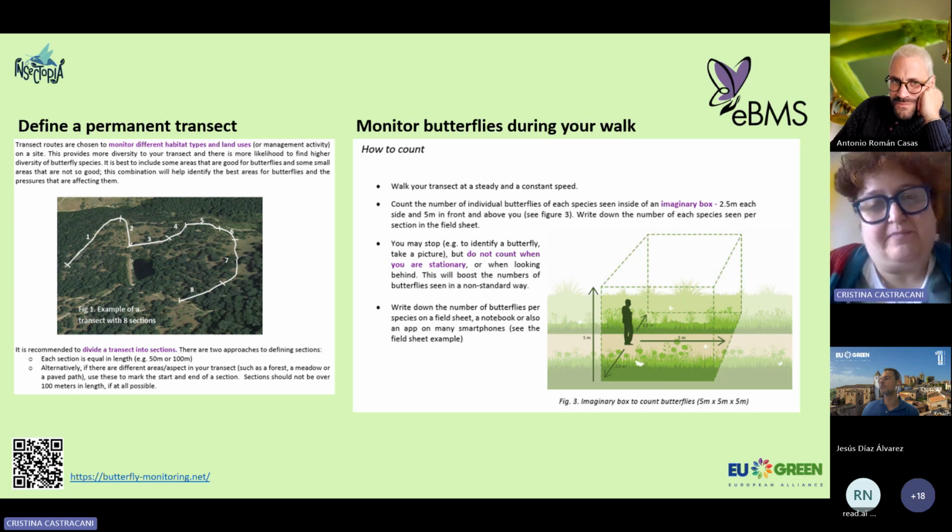So you basically go about your daily work, and when you are working, you can collect the data on which types of butterflies are there in your transect. Usually they say that a transect is forever, like diamonds, more or less.